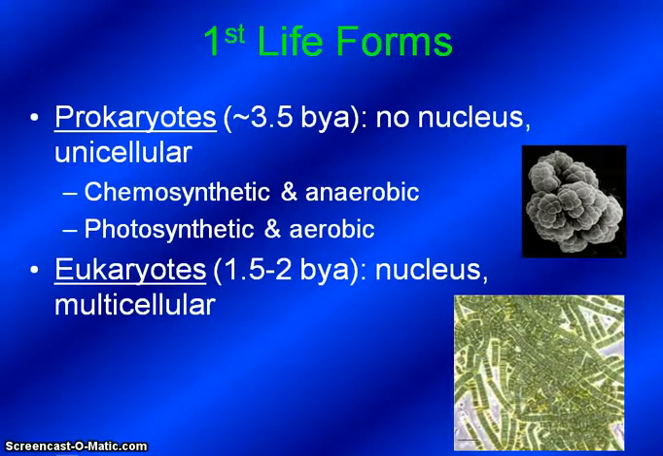Then later we have prokaryotes that are photosynthetic and aerobic. So as more oxygen became available, they were able to change into aerobic organisms and then photosynthesize to make food from the sun. And then finally eukaryotes came around later, about 1.5 to 2 billion years ago. Those ones, if you recall, are a little bit more complex than the prokaryotes. They have a true nucleus, they have membrane-bound organelles, and they can also make up multicellular organisms.